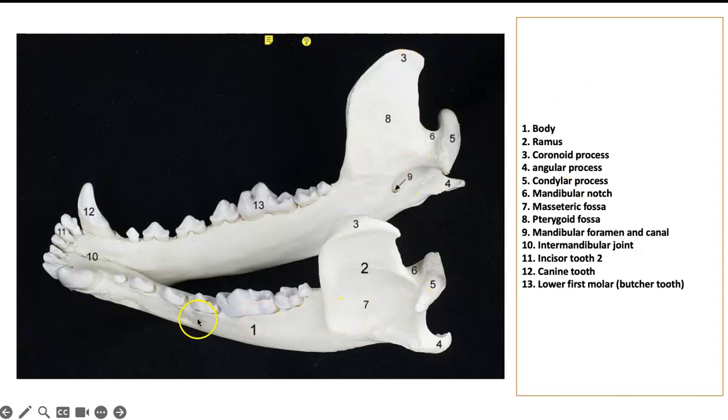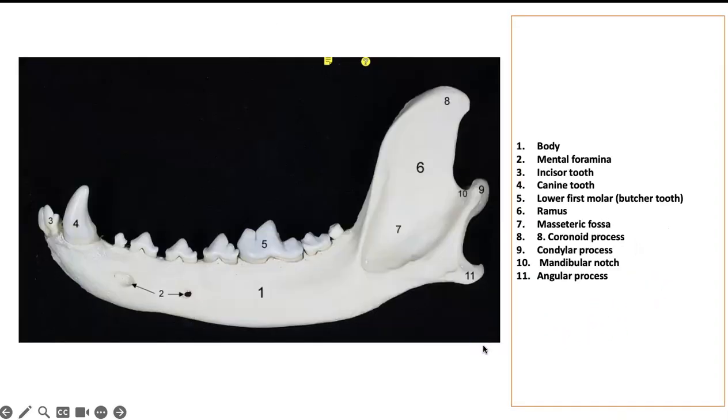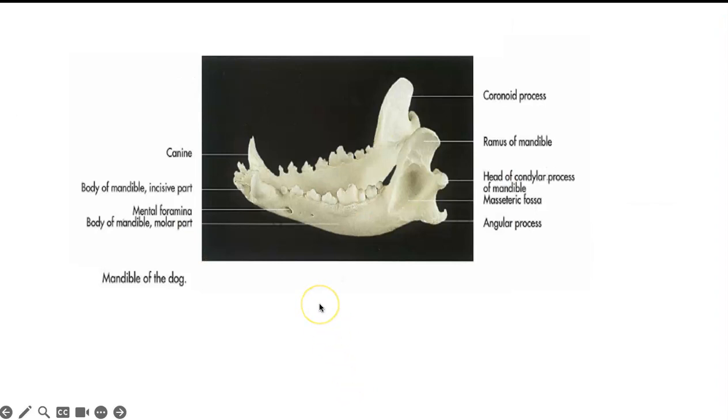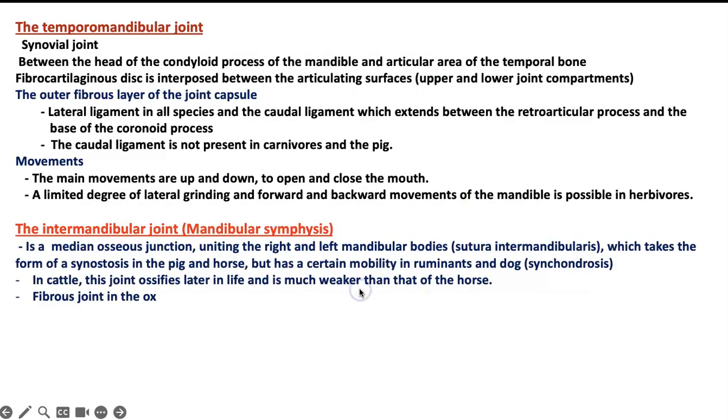Also, you can see the body of the mandible here. You can see the ramus of the mandible here, and you can also see the masseteric fossa, which is important for attachment of the masseter muscle. This will be discussed in the teeth section, about the different types of teeth: the incisor, canine, premolar and molar teeth. You can also see the mental foramina in the dog, and the different processes, the ramus of the mandible and the body of the mandible. Again, in the dog, see the mental foramina and different processes.